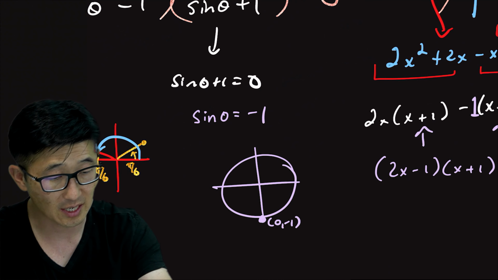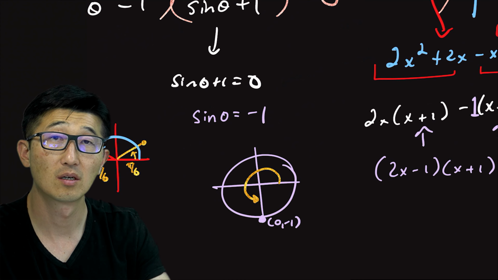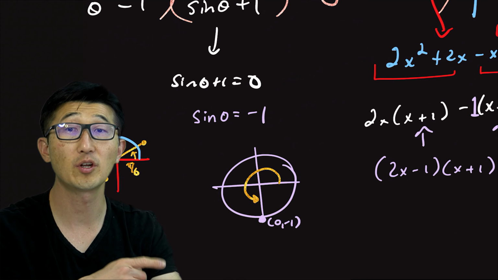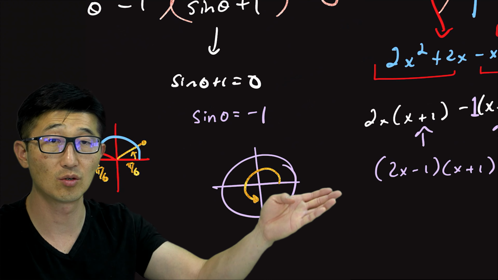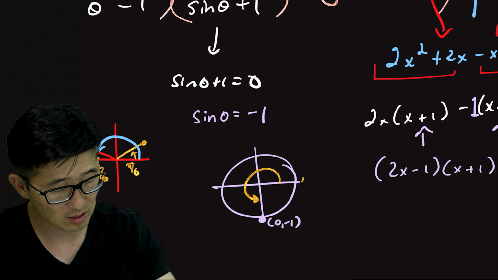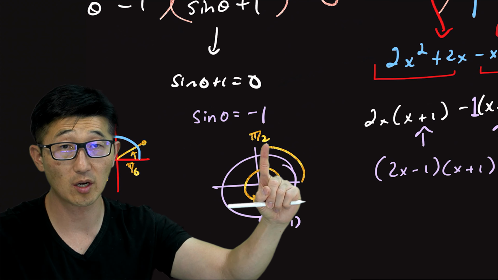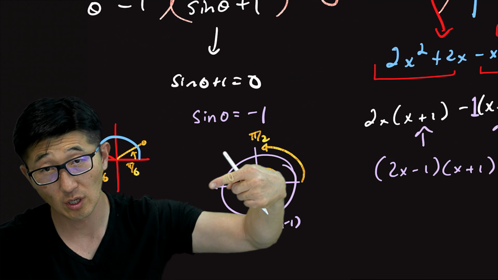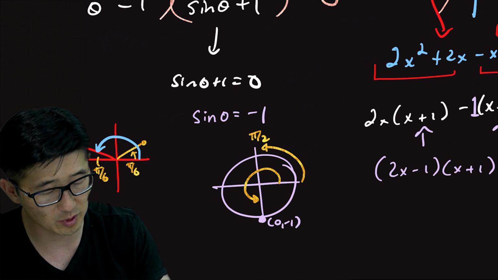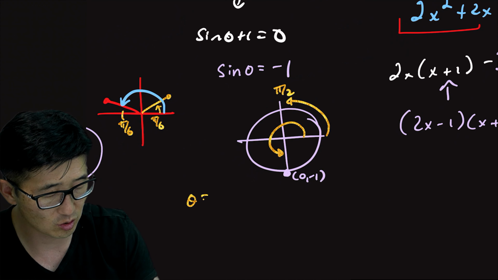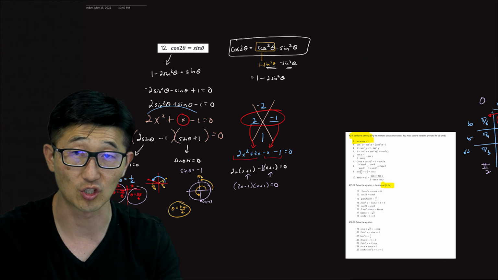So what angle is that from the origin? Is it 2 pi over 3? 3 pi over 2. Okay, look, this right here is pi over 2. So 1 pi over 2, 2 pi over 2, 3 pi over 2, and 4 pi over 2. So this would be 3 pi over 2. Theta equals 3 pi over 2. And again, that's within the restriction.